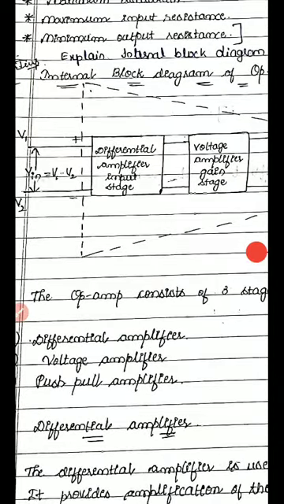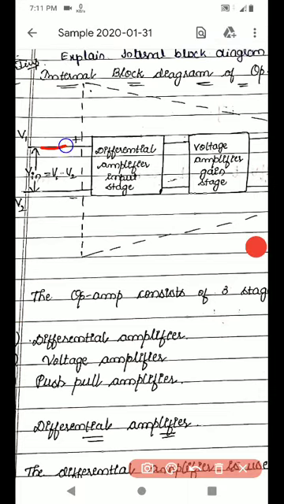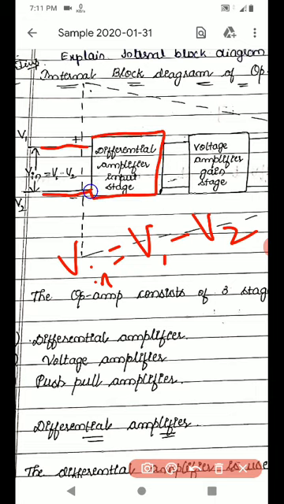As I said, the differential amplifier is your input stage. The name itself indicates it: it will take the difference between the two inputs. As I said here, V1 and V2, Vin will be equal to V1 minus V2, and it will amplify that signal. Hence it is called a differential amplifier. That is the first stage, the input stage.